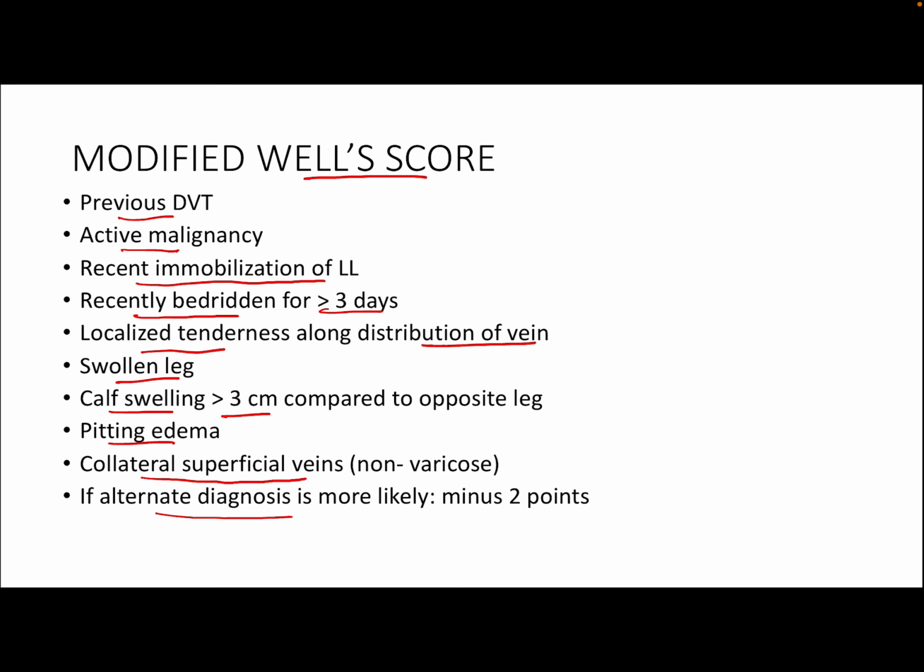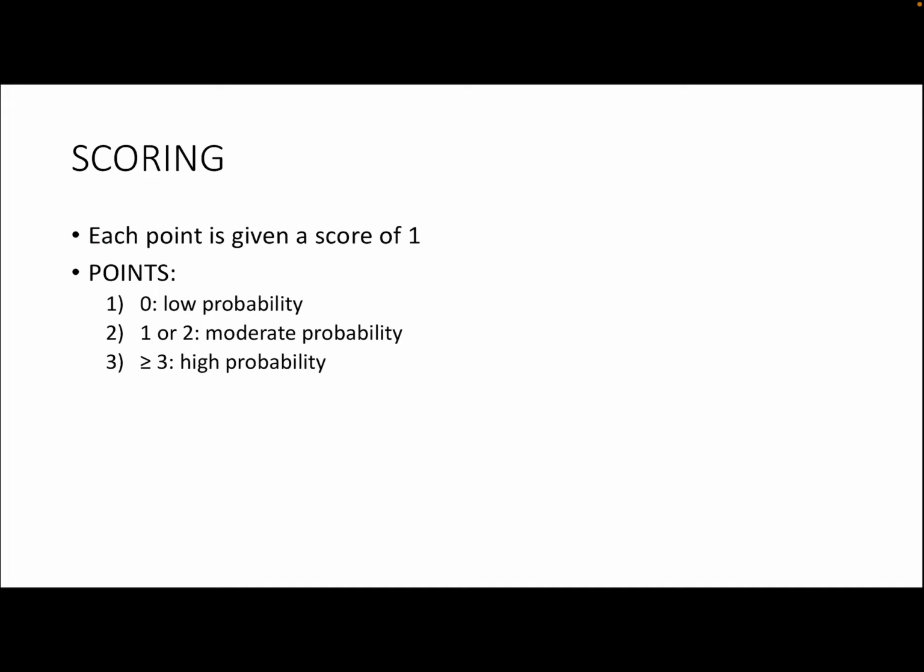So how do you interpret the Wells score? As I mentioned, each of those criteria is given a score of 1, and once you add it up, a score of 0 means there is a low probability of DVT, or the pre-test probability of DVT is low. If it's 1 or 2, there is a moderate probability of DVT, and more than or equal to 3, the patient has a high probability of DVT.